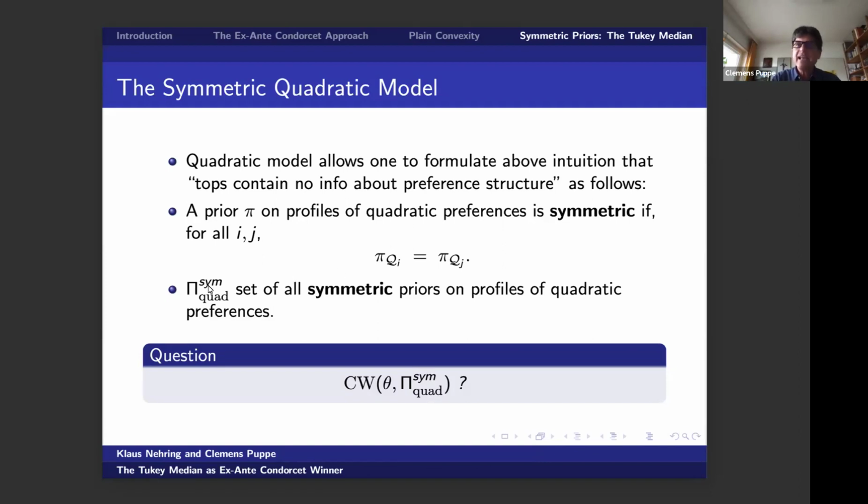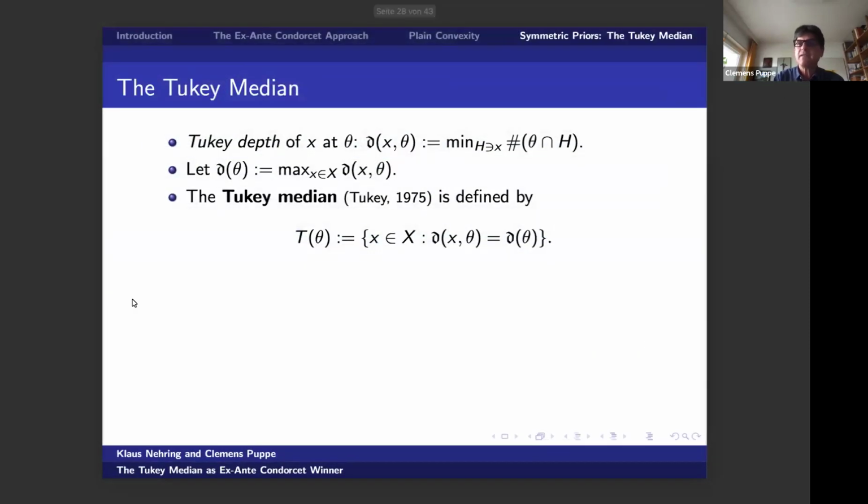So, in other words, let us now look at the following belief set, namely, the social evaluator believes that preferences are all quadratic and symmetric in this sense. What are now the ex ante Condorcet winners? And the answer is the Tukey median. So, what is the Tukey median? The Tukey median is a well-known concept in multivariate statistics. It is well known to a certain extent. I mean, some statisticians know it well. Here is the definition.